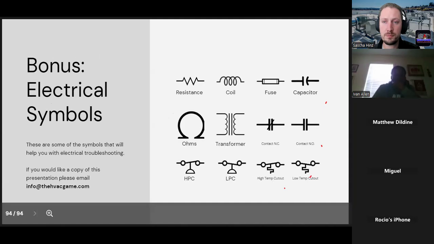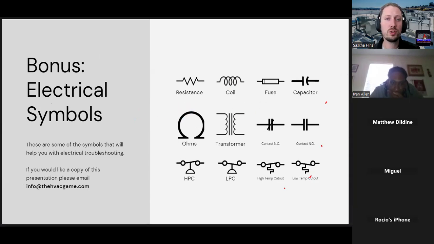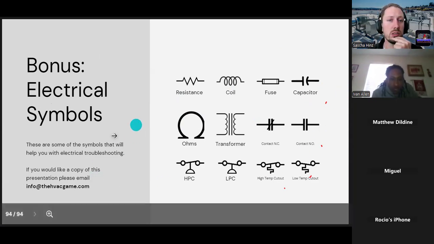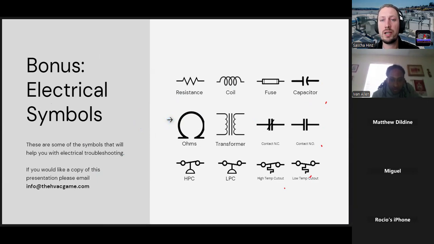Okay, so that's the last one I wanted to leave you with. If you want to, you can take a screenshot of this specific page. I just put some common symbols on electrical wiring diagrams that you will encounter. So you can take that with you because it will help you to trace circuits and trace wiring diagrams.